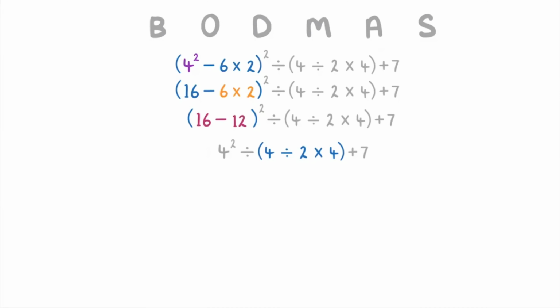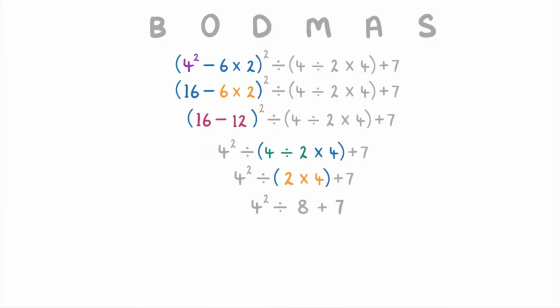And then next, we're going to have to deal with this other bracket. And the only operations inside it are a division and a multiplication. So we do the division first, 4 divided by 2, which is 2, and then we can multiply that 2 by the 4 to get 8. So now we have 4 squared divided by 8 plus 7.